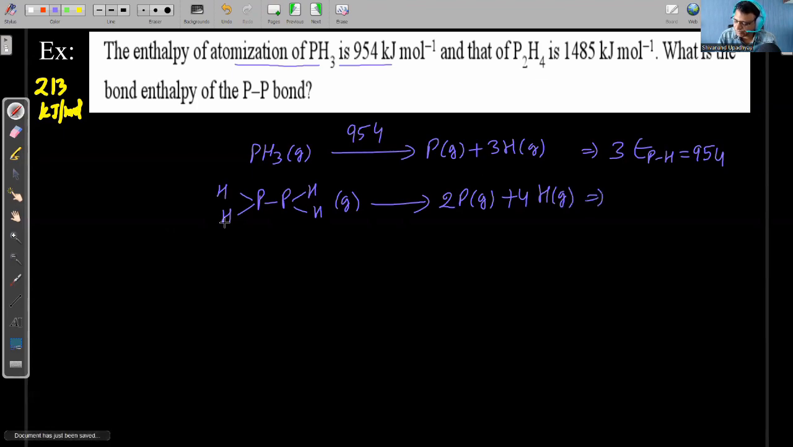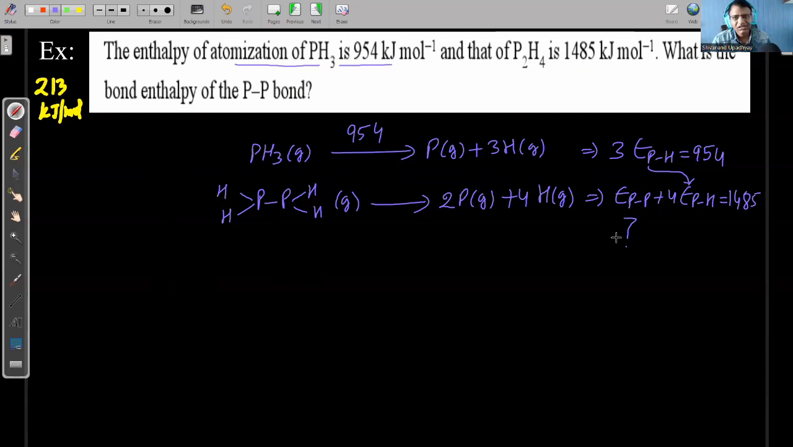So we can say that bond dissociation energy है. So this is bond energy of phosphorus, phosphorus single bond plus 4 times of bond energy of phosphorus hydrogen single bond. This value is equal to 1485. From here we put the value of phosphorus hydrogen single bond, we can find out what is the bond energy of phosphorus phosphorus single bond, right?